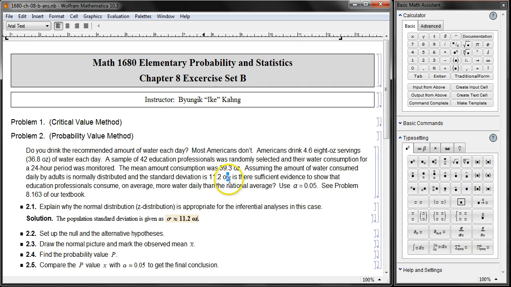How do you know this is population standard deviation? Well, it came with the same sentence as the part that describes the population, assuming the amount of water consumed daily by adults is normally distributed. Yes, it's talking about American adults, not just 42 education professionals selected. So it came from the same sentence as the one describing population. So this standard deviation, even though it was not specifically described as population standard deviation, it is sigma, not S.